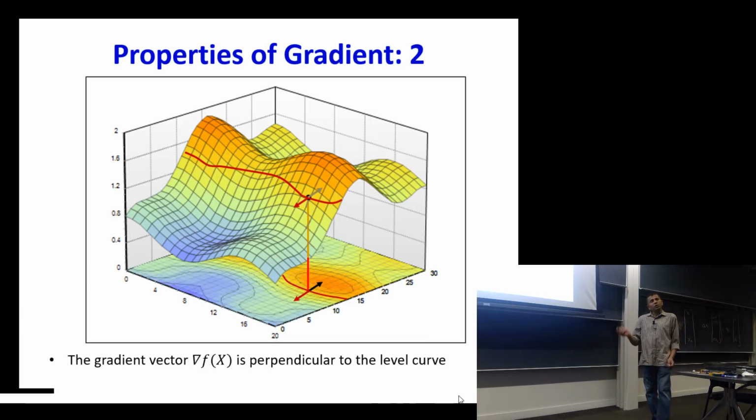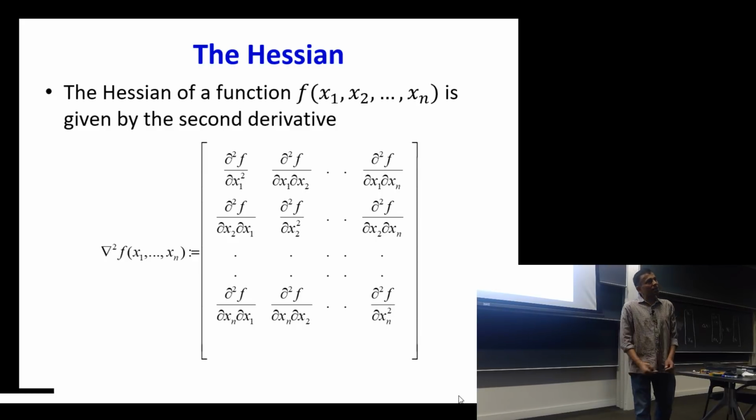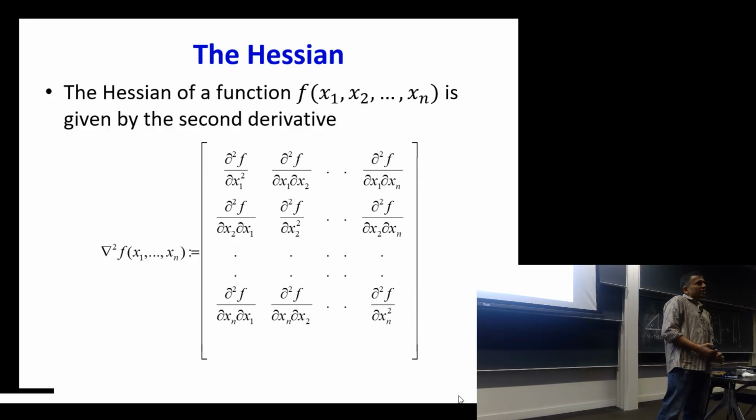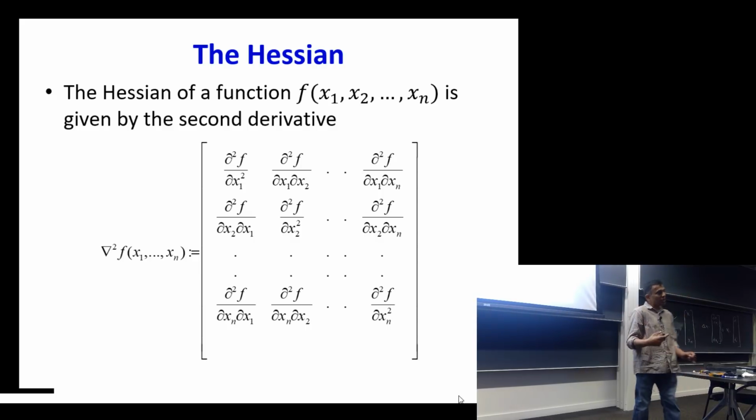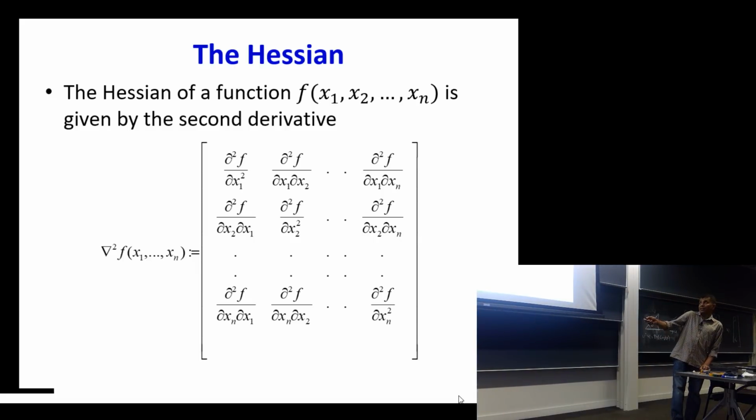Now, you can also define a second derivative, just as we did for scalar functions. You can define a second derivative for functions of multivariate inputs, where each entry is the partial derivative with respect to two different variables. I won't get too much into this second derivative. It's called the Hessian, but the diagonals are the second partial of f with respect to x_i squared, and the ij-th component is the second partial of f with respect to x_i and x_j.